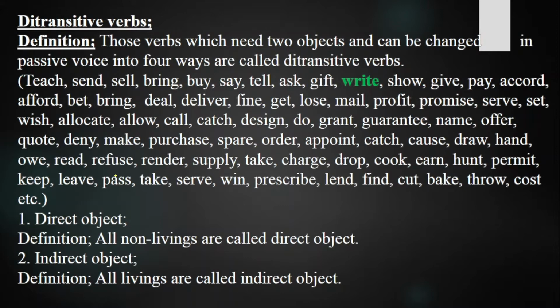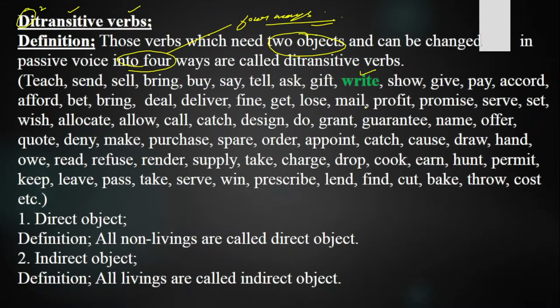Today we are going to discuss ditransitive verbs and how to change them from active voice into passive voice. Before starting, we will have a little glance at the definition of ditransitive verbs. Di means two, transitive means can be changed into passive voice, and verb shows an action. So the definition is quite clear: those verbs which need two objects and can be changed into passive voice in four ways are called ditransitive verbs.